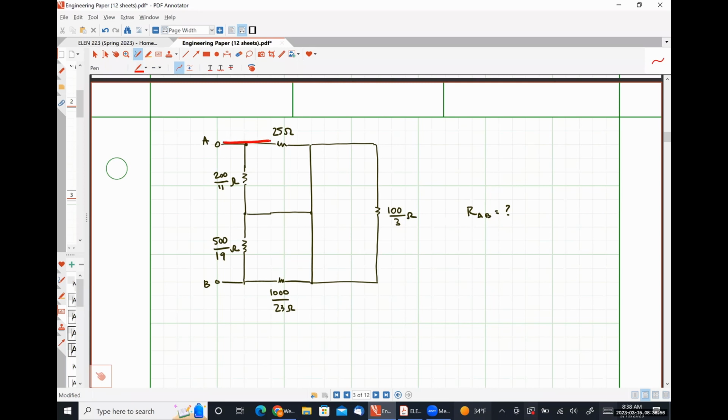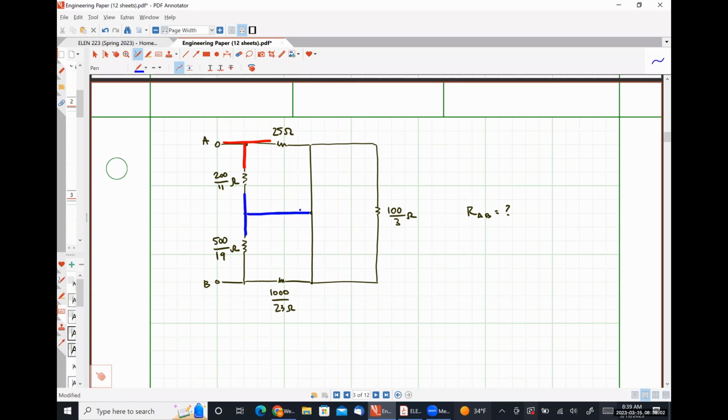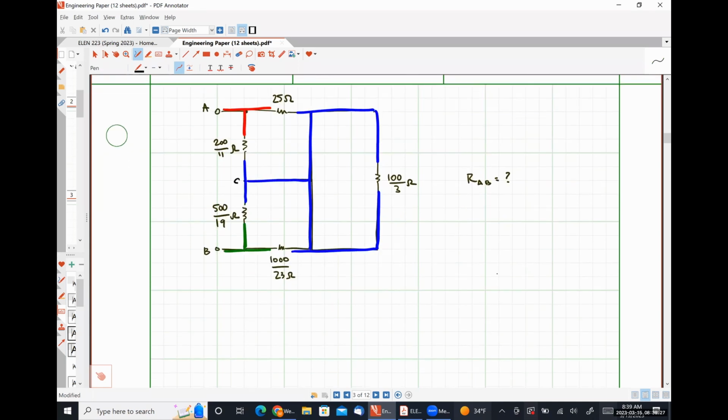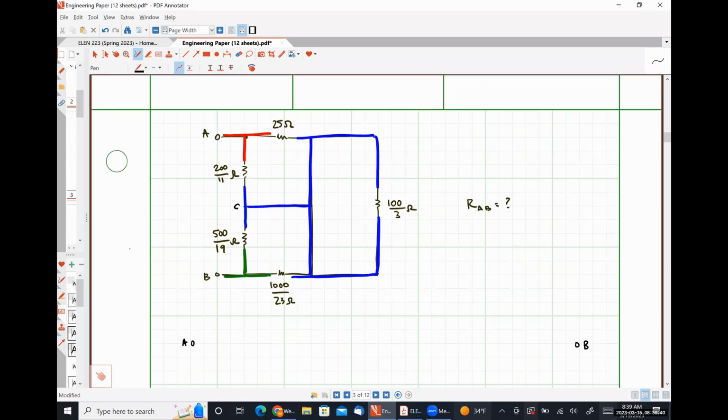So identifying my nodes, this is node A. This is all one node. It's not labeled yet. We'll give it one in a second. This is node B. So being as lazy as possible, I'm going to call that big blue thing in the middle node C. We're finding the resistance between A and B. So I'm going to put A on the left-hand side of my page, B on the right-hand side of my page. And now we need to figure things out.